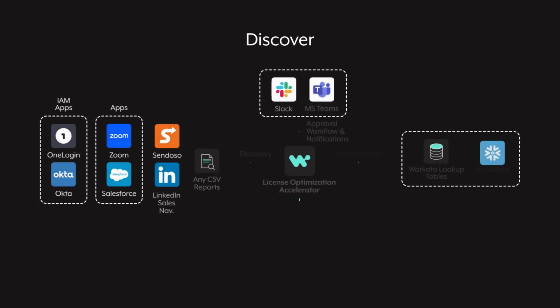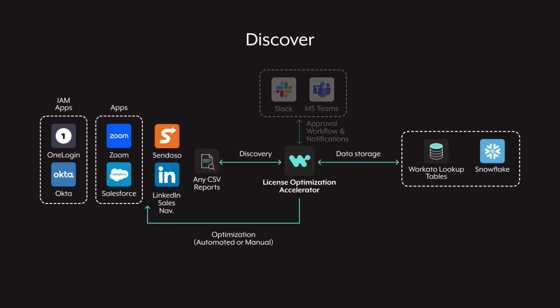First, the discover feature. It collects usage data from your apps. Then it calculates a usage score to find licenses that meet your criteria for low use. With that, it recommends if each license should be kept or not.